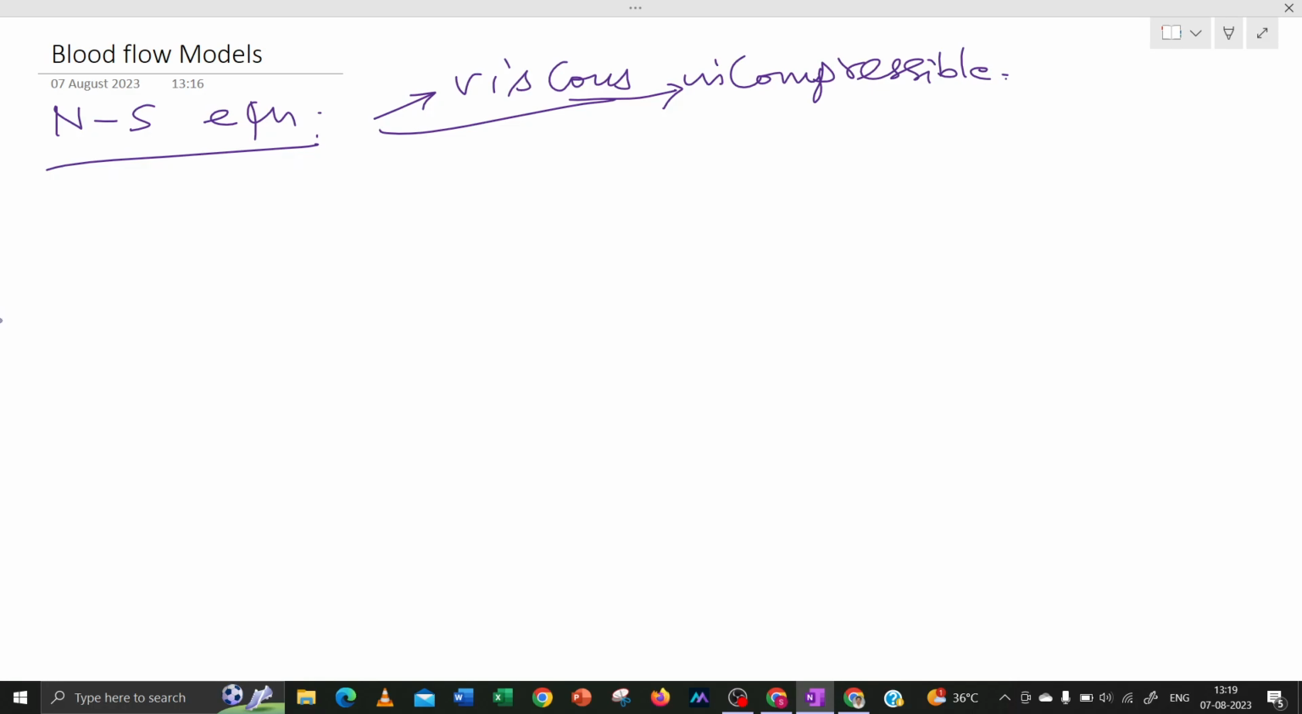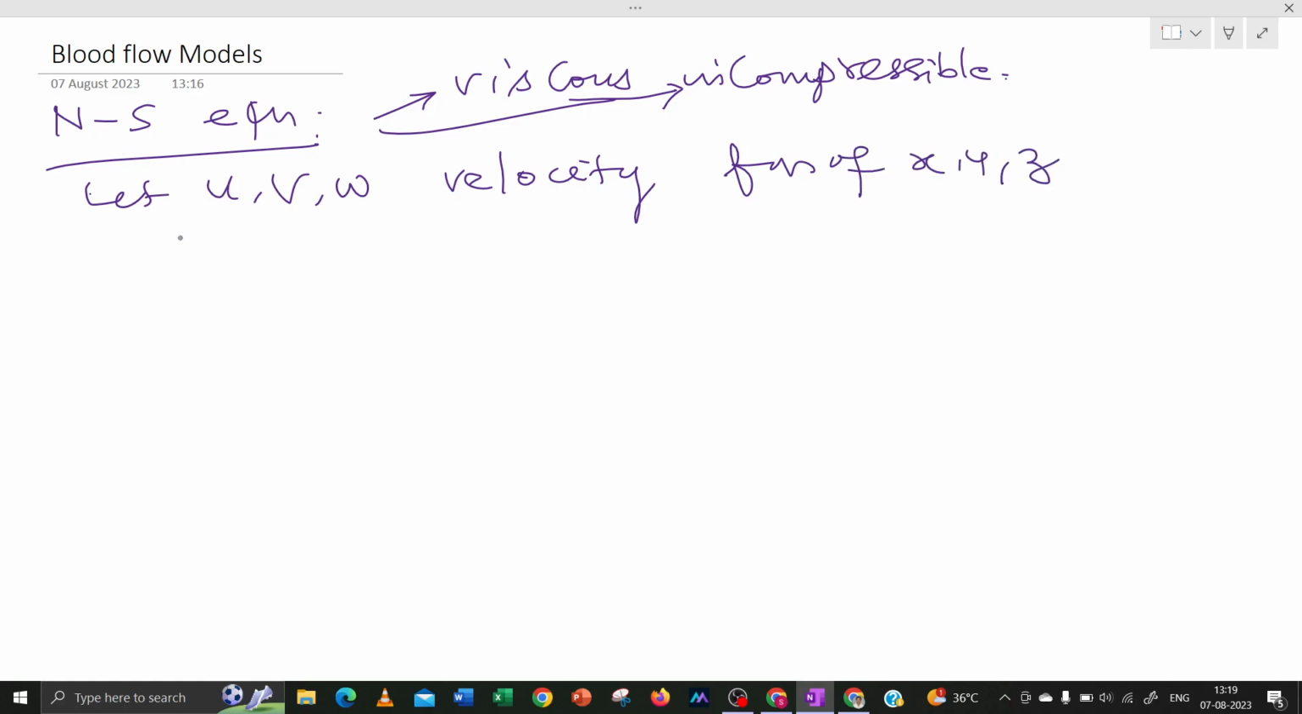First, we are taking a few velocities. u, v, w are the velocities, and these are the functions of x, y, z, and t. And p is the pressure of the fluid, which is also a function of x, y, z and t.